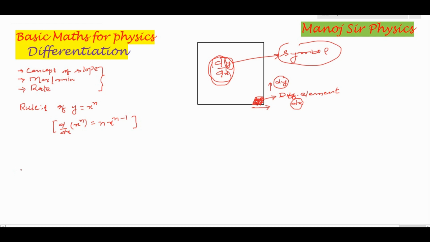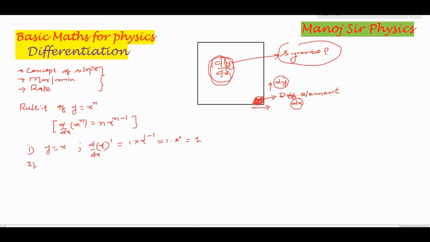Let me explain this rule with the help of examples. First example I am going to discuss, that is if y is equal to x. How do you differentiate it? dy by dx of x. x means power 1, so n is 1. Then n into x raised to power n minus 1, that is 1 minus 1. It becomes 1 times x raised to power 0. Anything raised to power 0 is 1. That's why finally you will get 1. What is the differentiation of x? That will be 1.